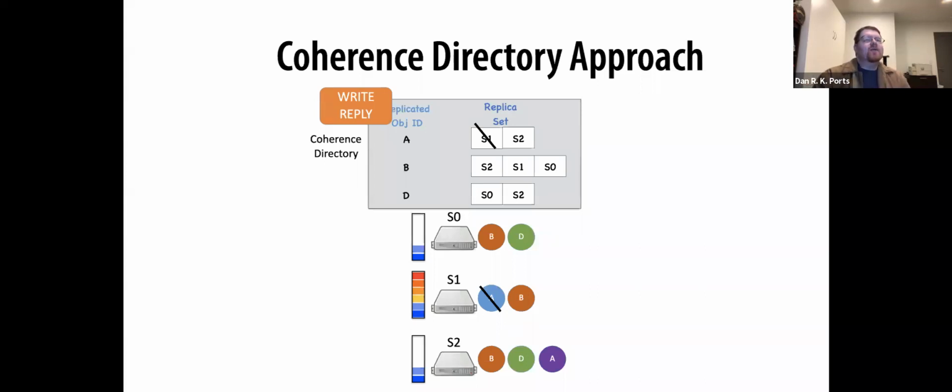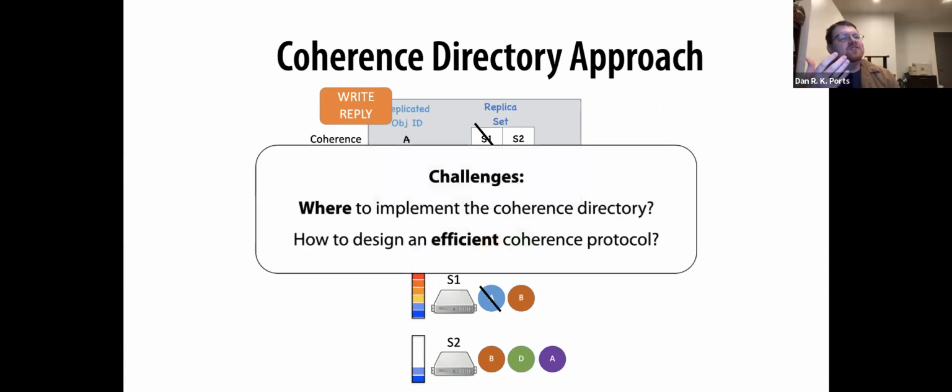So as I said, this basic idea of a coherence directory isn't new. Your CPU cache is doing this right now. But building one that's efficient is challenging, right? We need to figure out where we can implement a coherence protocol capable of handling the entire load of a rack, and how to build the protocol around it to make sure that it's correct, consistent, and still efficient.